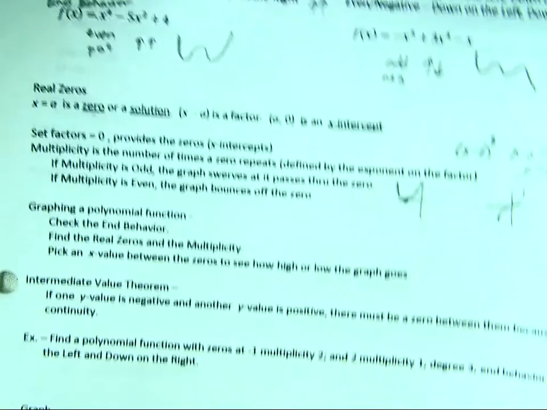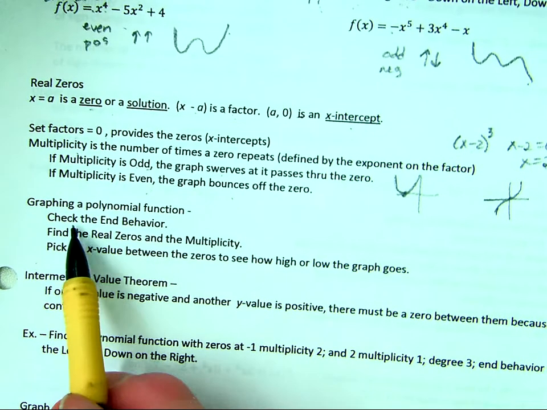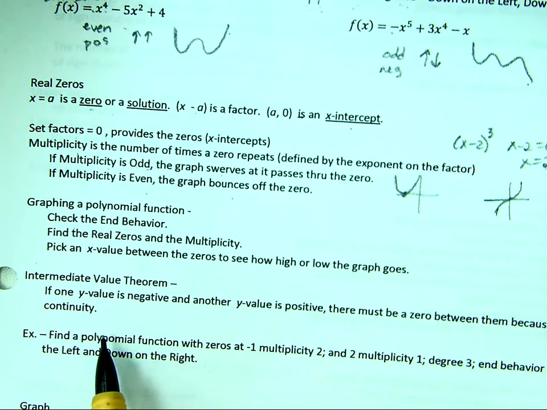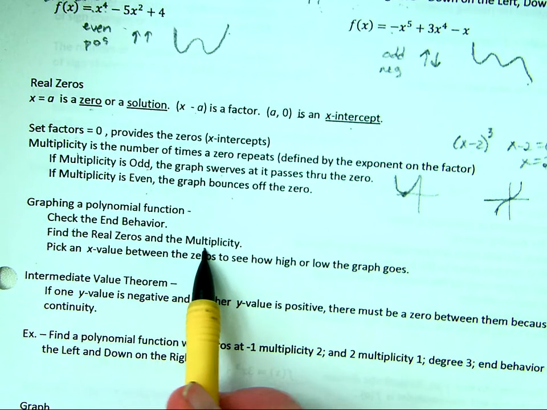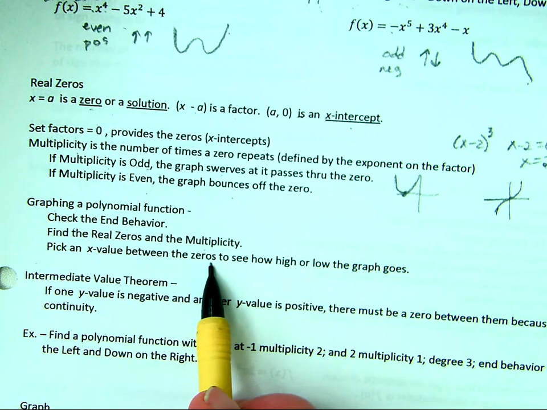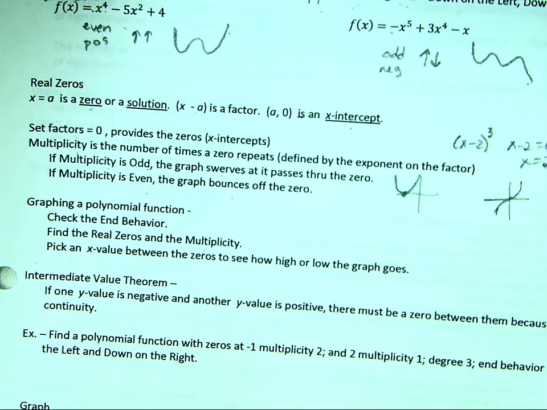So if you're getting ready to graph a polynomial function, first thing you do is check the end behavior, like we talked about in the beginning. Then find the zeros and their multiplicity, and put those on your graph. Then, to see what's happening between the zeros, pick an x value between the zeros and plug it in to see how high or low it goes.